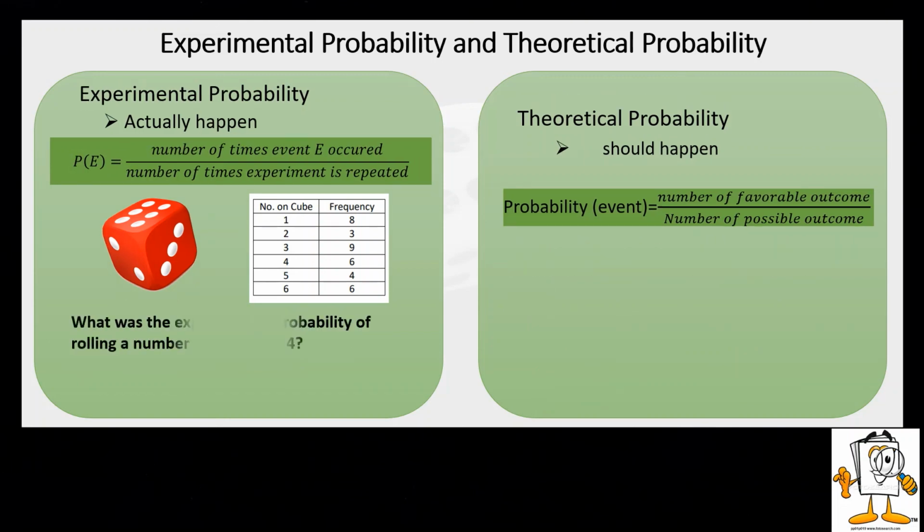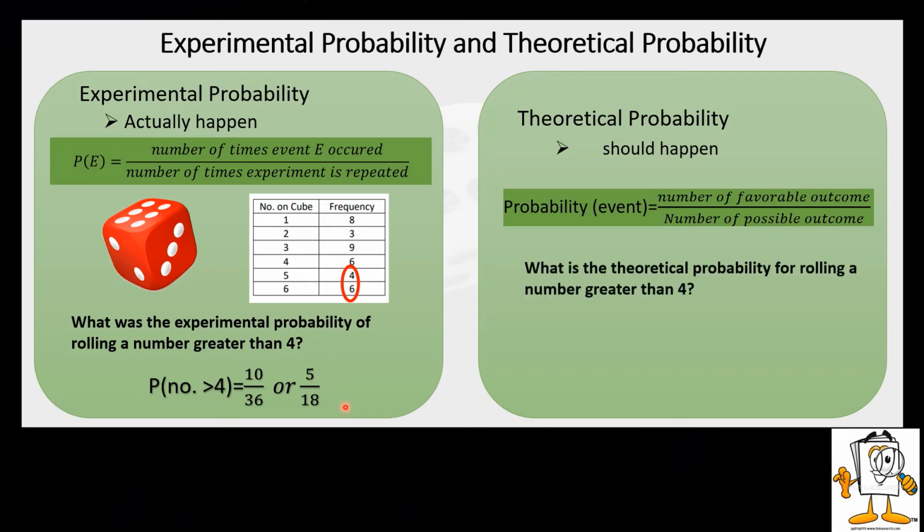And lastly, what was the experimental probability of rolling a number greater than 4? So, tingnan natin sa ating table. Number greater than 4 are 5 and 6. So, ilang beses na lumabas? 4 at saka 6 times. So, pag samahin lang natin ito, 4 plus 6 is 10. So, therefore, the probability of getting a number greater than 4 is 10 over 36, or that is 5 over 18.